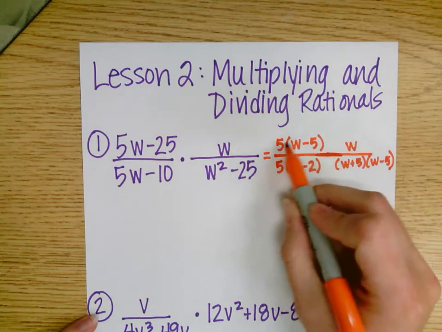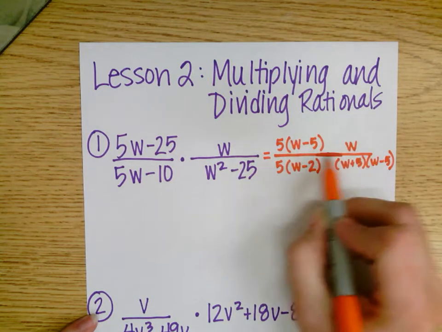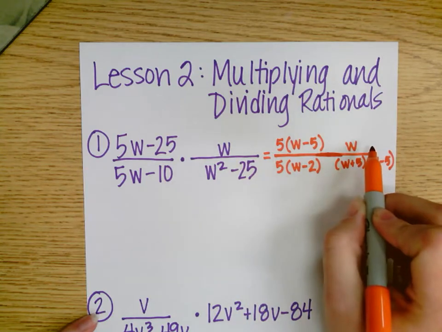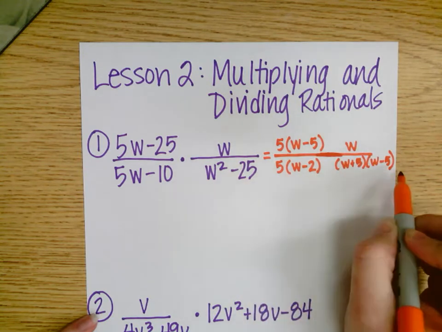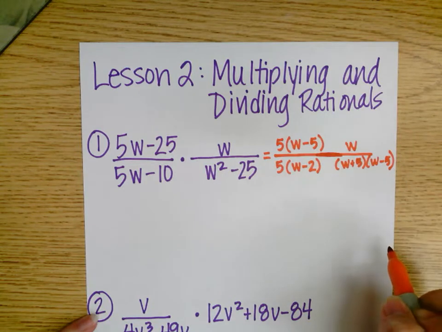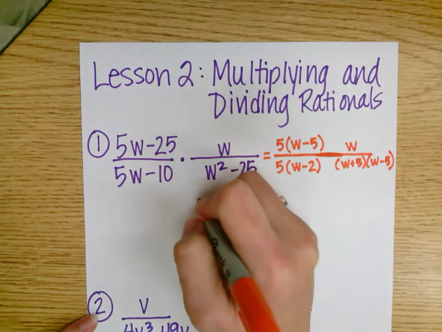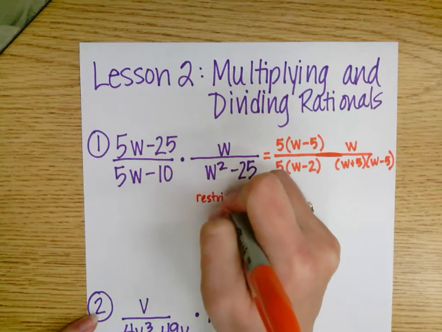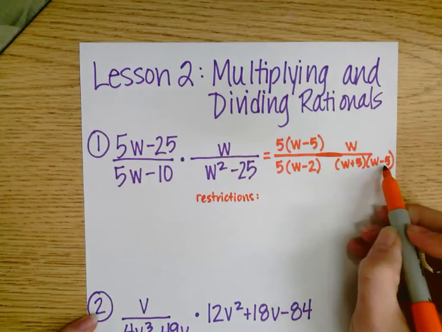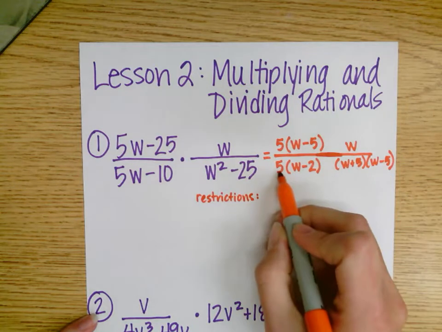And because I have one big numerator and one big denominator, anything in the numerator that's being multiplied and anything in the denominator that's being multiplied that are exactly the same can be canceled. But just like in simplifying rational expressions, I have to state restrictions. So I'm going to have some restrictive values. Now I have 1, 2, 3 things that are going to give me restrictive values. This 5 doesn't really have a variable associated with it, so I'm not going to worry about it.